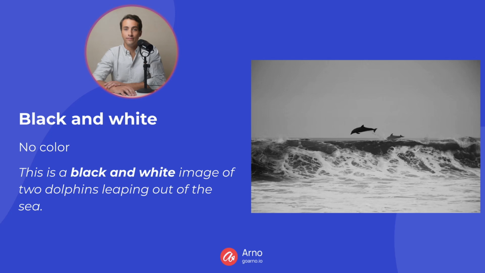Black and white. This is what you should use to describe an image that doesn't have color, which does happen on the Duolingo English test. For example, this is a black and white image of two dolphins leaping out of the sea.